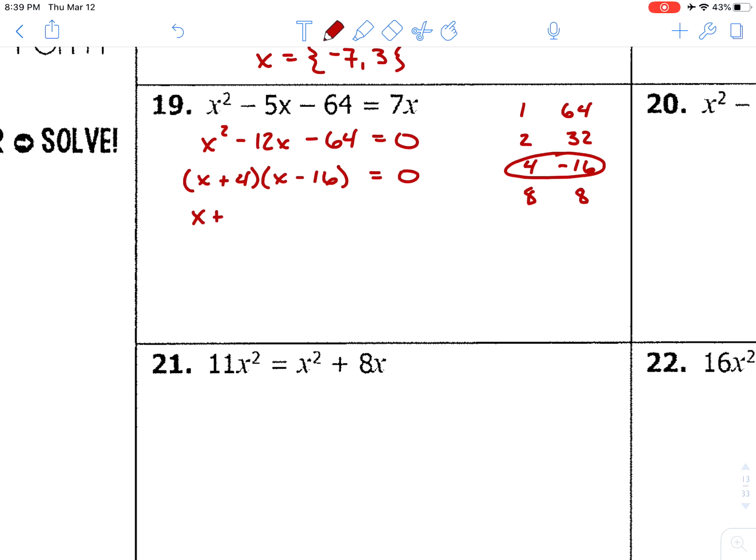I want to set both factors equal to 0. So we have x plus 4 equal to 0 and x minus 16 equal to 0. All right, on the left, I'm going to subtract 4 on both sides to solve. We're going to get x equals negative 4. And on the right, I'm going to add 16 and get x equals 16. So here we get two solutions. They are x equals negative 4 and positive 16.